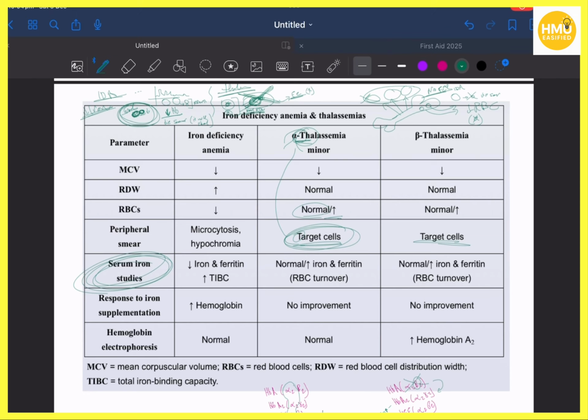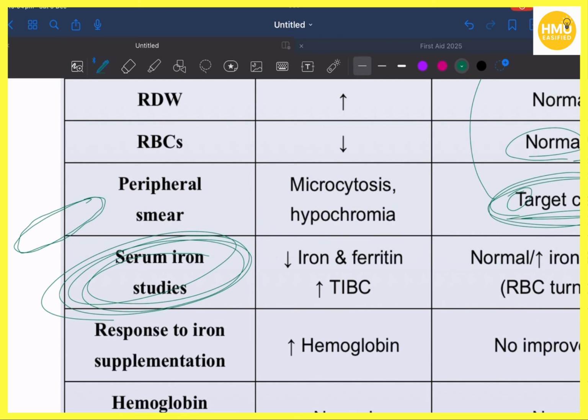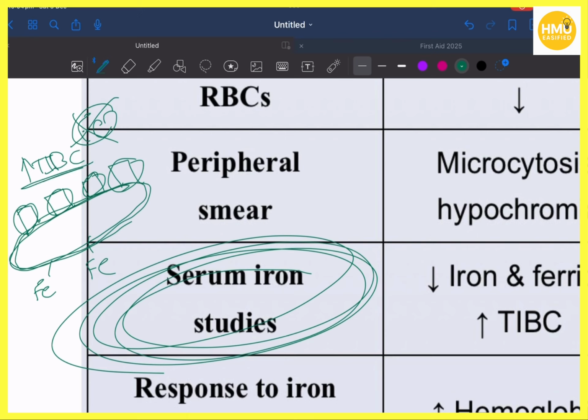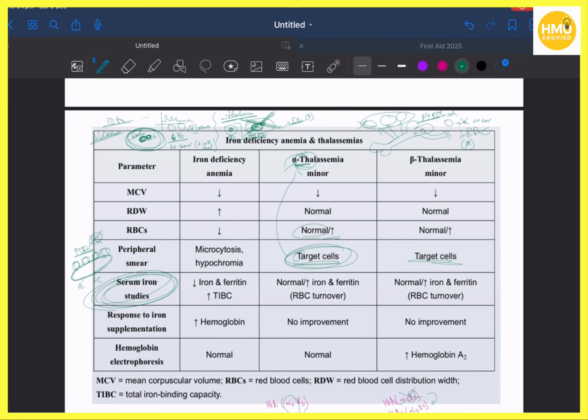Now for TIBC, just imagine there is transferrin, which is, by the way, a protein in your serum that holds iron. Let's say, for example, transferrin has 4 seats, and there's not enough iron, so these seats are free. So there's increased TIBC. TIBC is basically the space that can hold the iron. There's no iron, so the space will be higher. So TIBC is higher. In thalassemia, there is RBC turnover because these RBCs will die sooner and hemolyze sooner because the globin is not going to hold enough. So they're going to die sooner and release the iron inside of them. So the iron is going to be higher.